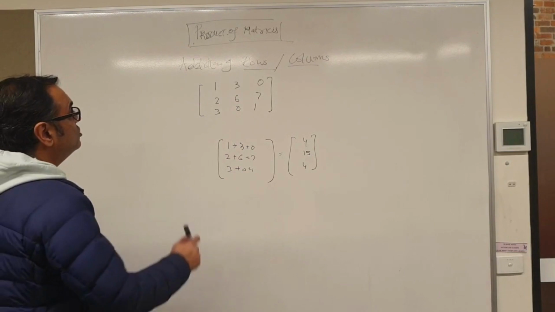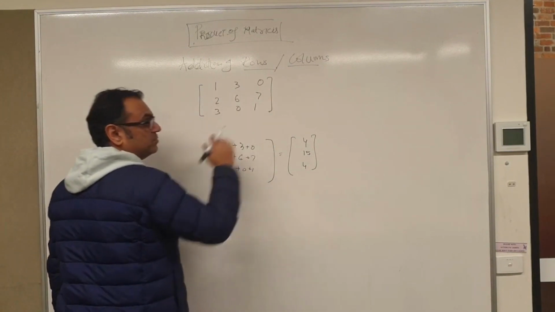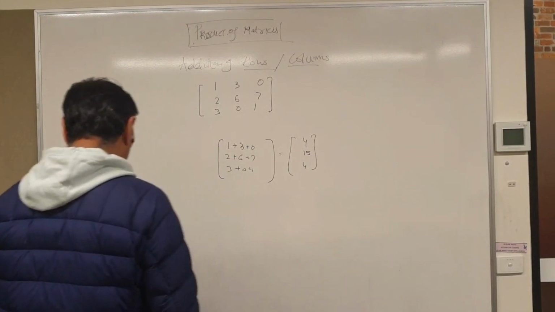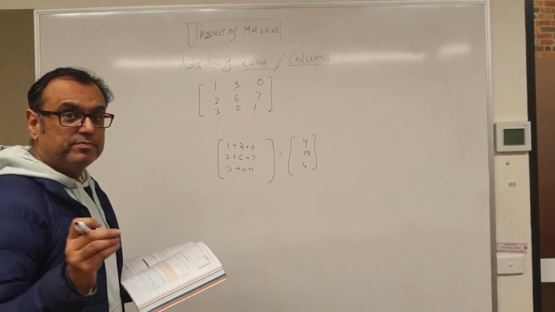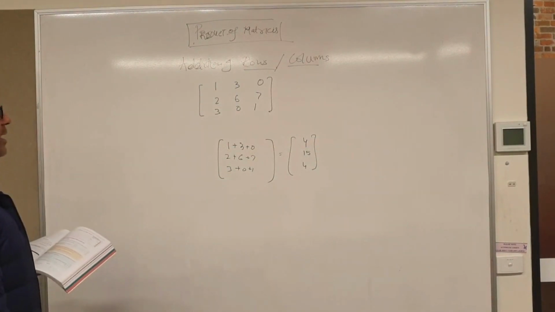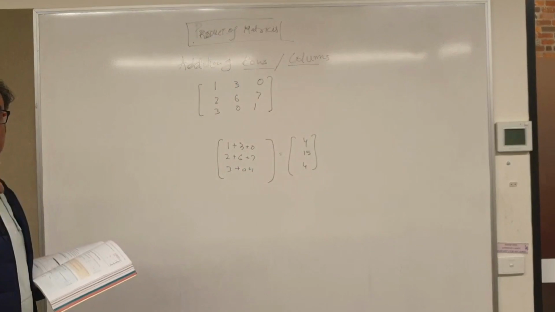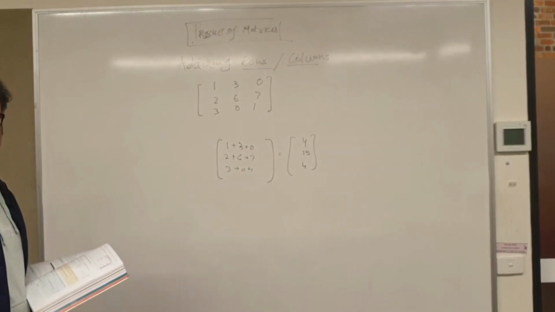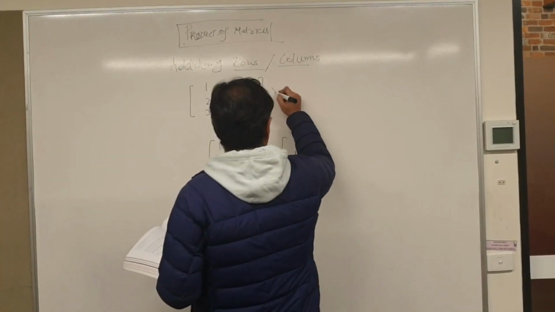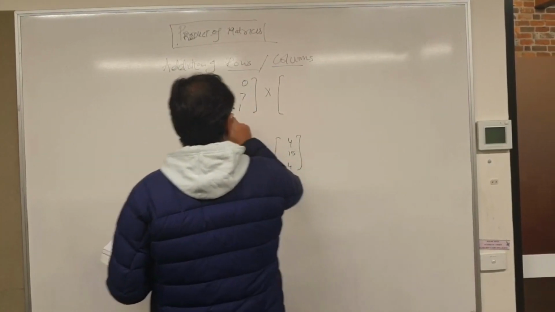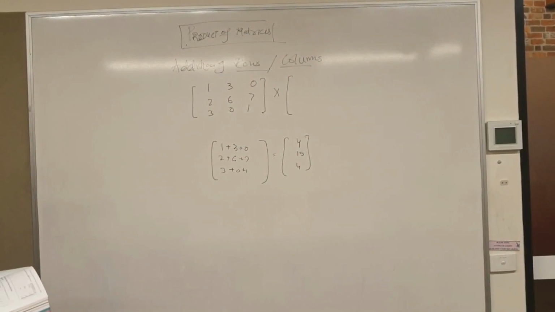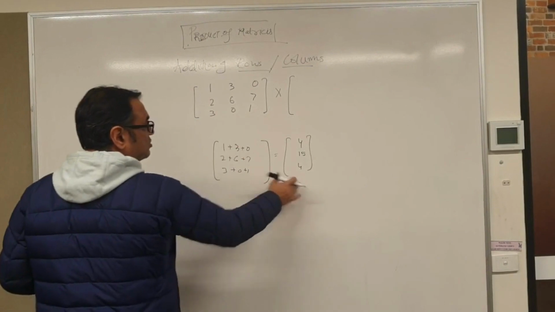Whenever you are asked to add the rows, you need something called a column matrix. You need a column matrix. What is a column matrix? That matrix which has just one column and any number of rows. So I need a column matrix which will get multiplied to this original matrix to produce this.